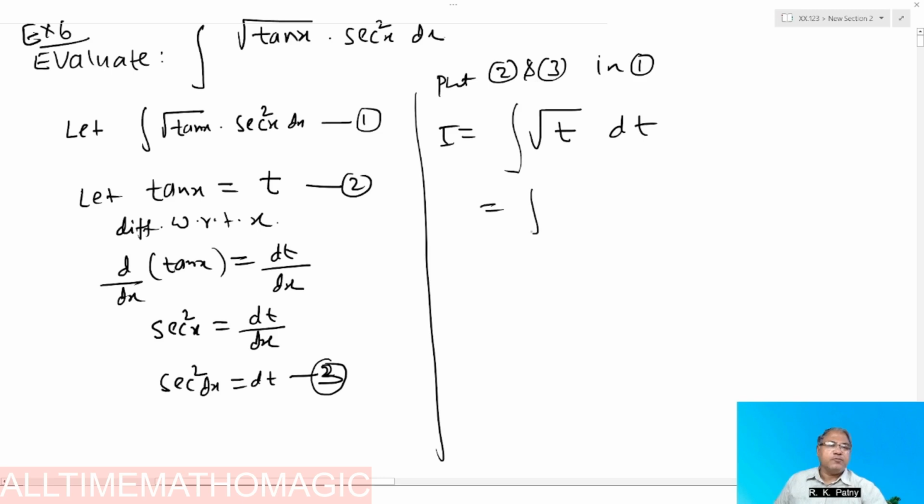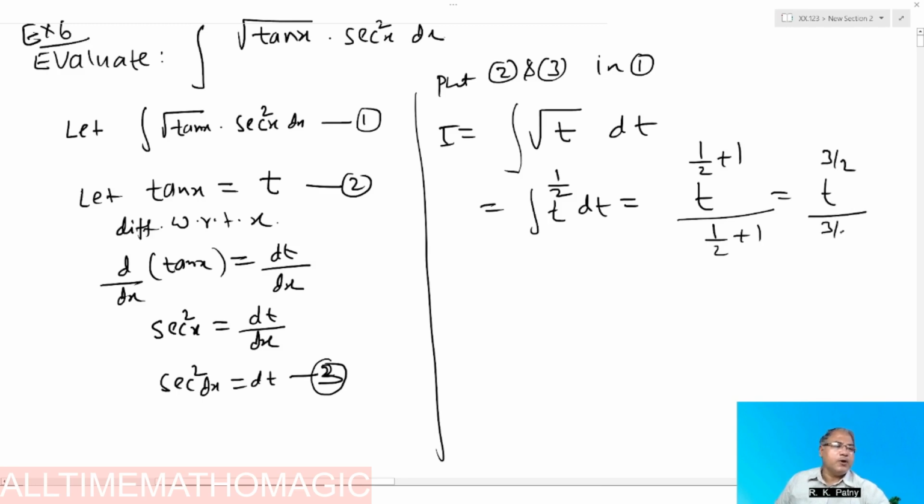So this becomes integration of t raised to 1 by 2 with respect to t. Integration of t raised to 1 by 2 is nothing but t raised to 1 by 2 plus 1 upon 1 by 2 plus 1, that is t raised to 3 by 2 upon 3 by 2. Therefore I equals 2 by 3 t raised to 3 by 2. But what is t? t is nothing but tan x. Therefore 2 by 3 tan x raised to 3 by 2.